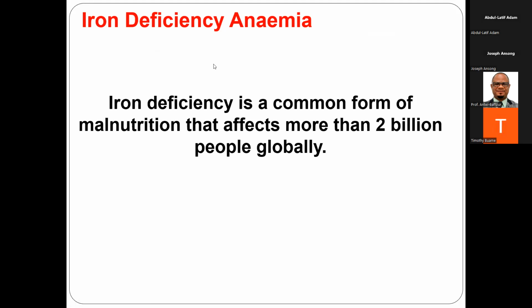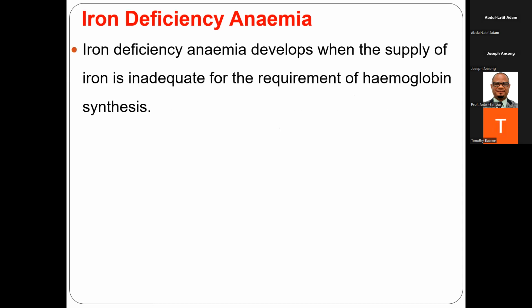All right, then move on to iron deficiency anemia. Even though there is no known excretion mechanism for iron in the body, iron deficiency happens to be the most common form of malnutrition, affecting more than 2 billion people. And it develops when the supply of iron is inadequate to compensate for the amount the body needs to produce hemoglobin.